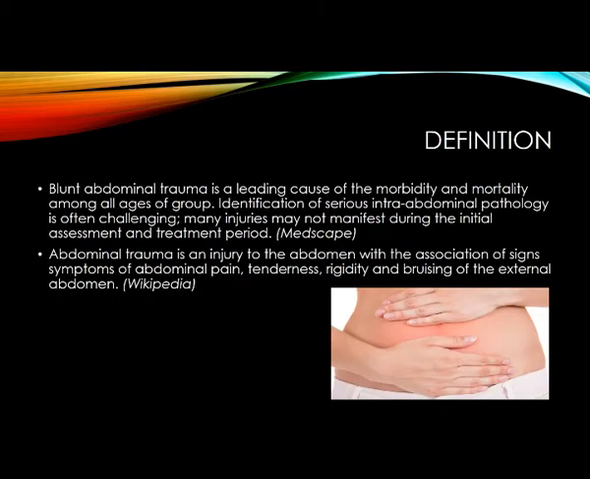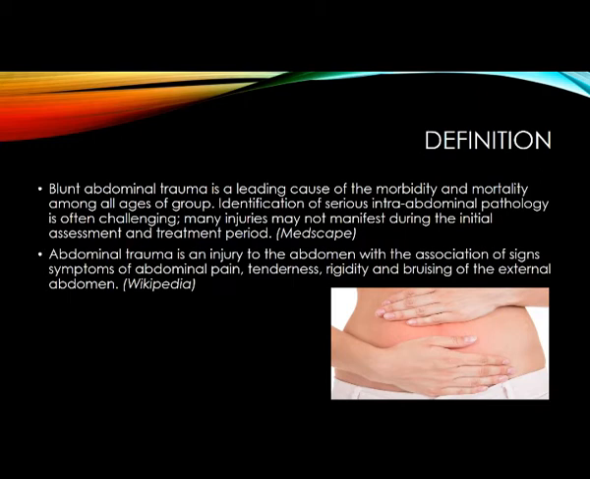So this is the definition for blunt abdominal trauma. Blunt abdominal trauma is a leading cause of morbidity and mortality among all age groups. Identification of serious intra-abdominal pathology is often challenging. Many injuries may not be manifest during the initial assessment and the treatment period, according to Medscape.